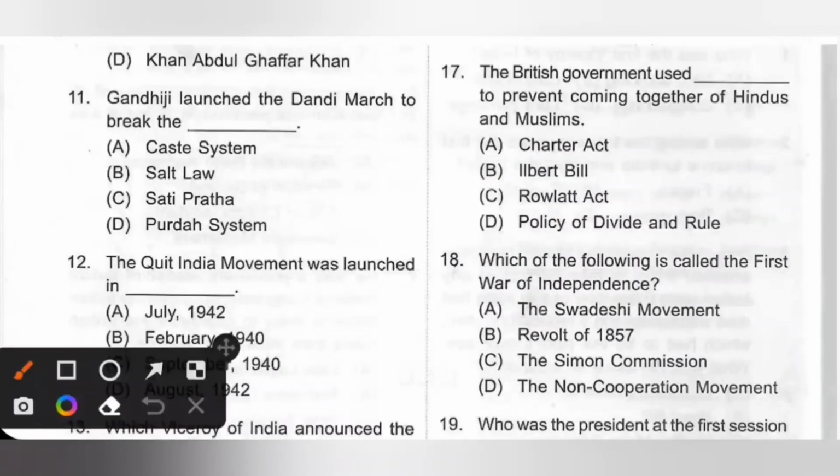17th, the British government used Dash to prevent coming together of Hindus and Muslims. A, Charter Act, B, Ilbert Bill, C, Rowlatt Act, D, Policy of Divide and Rule. So, the British government used the Policy of Divide and Rule to prevent coming together of Hindus and Muslims. Option D is the correct answer.